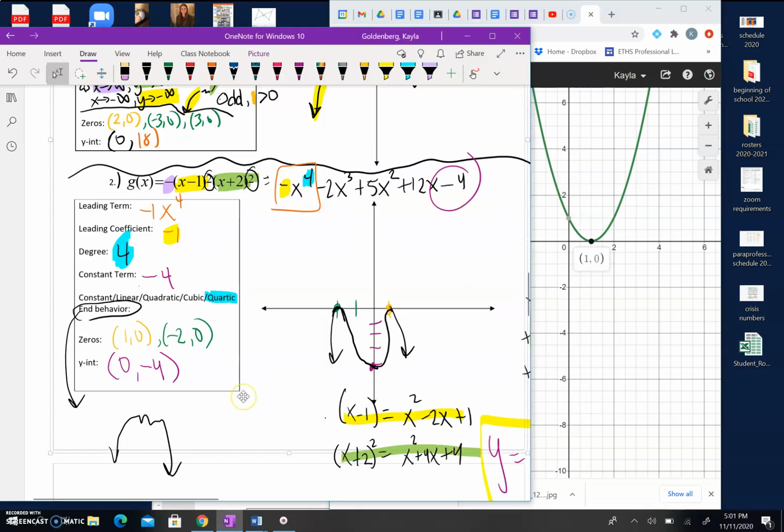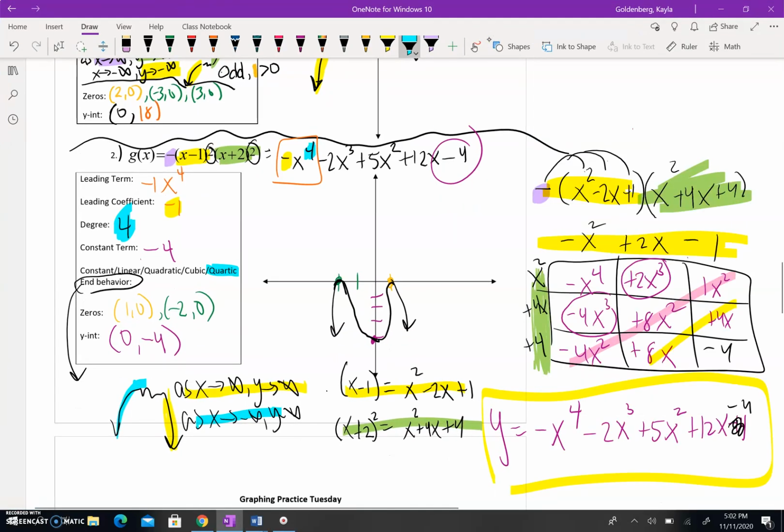I'm also going to put in my end behavior, which is as x gets bigger, y goes down, long term, and as x gets smaller, y also goes smaller. Okay, and there's some color coding there.